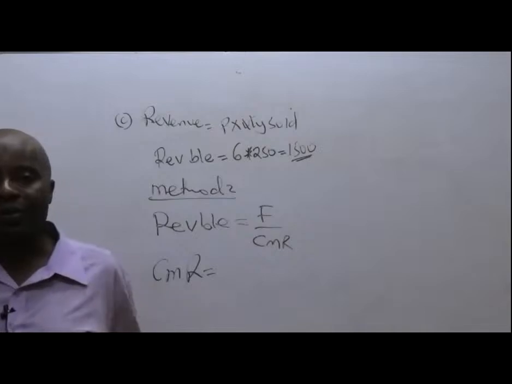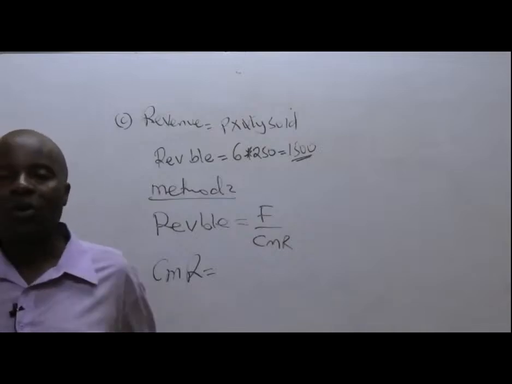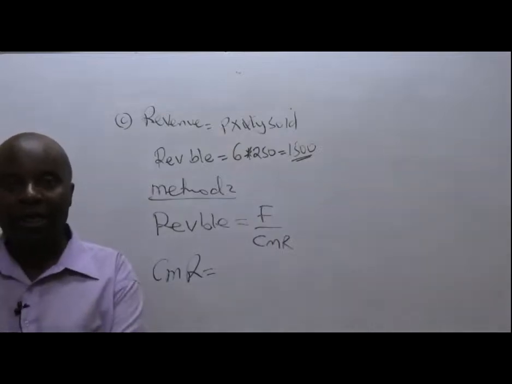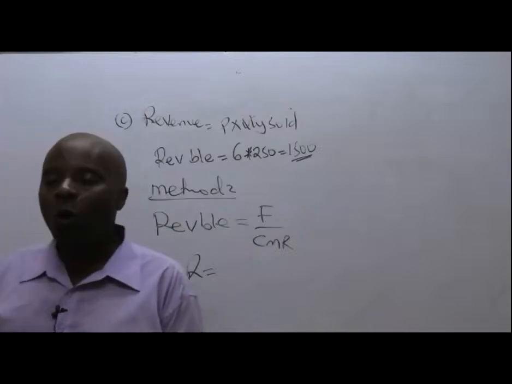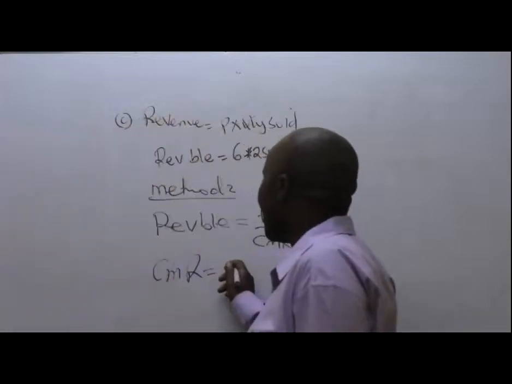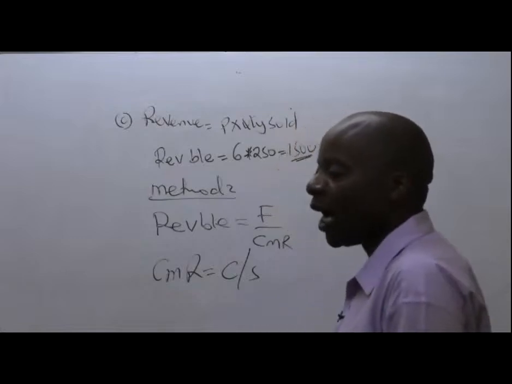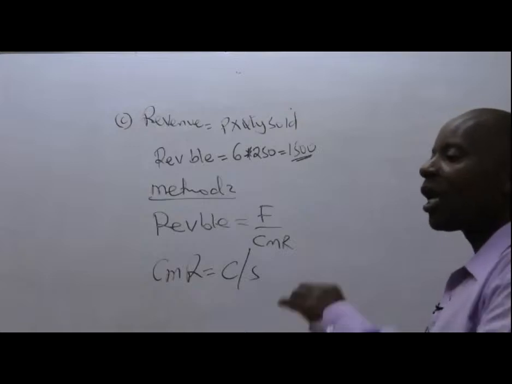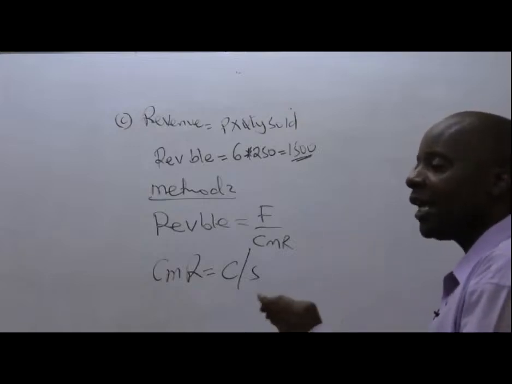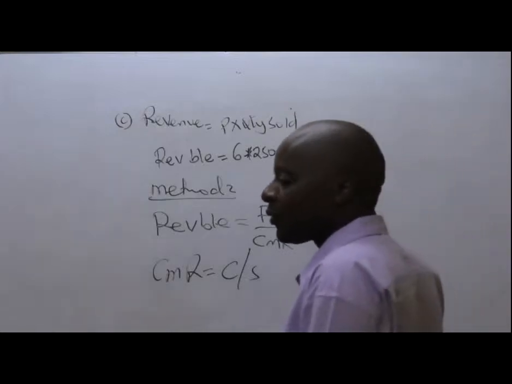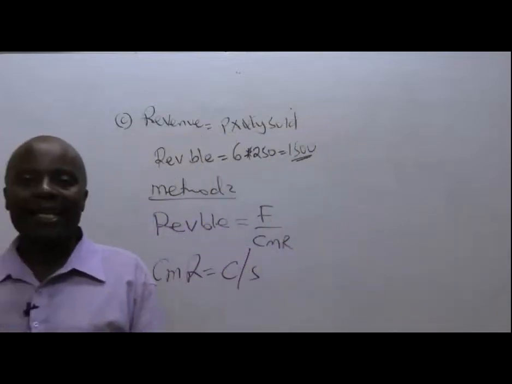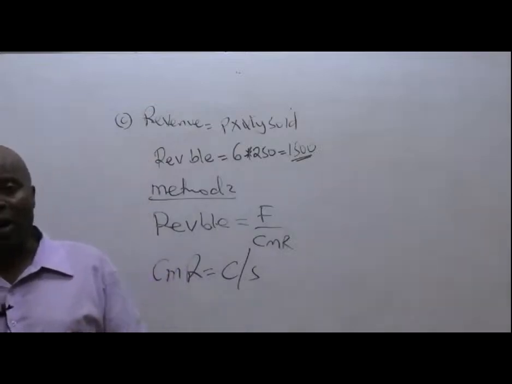CMR is contribution margin ratio. It is also known as the CS ratio. CS stands for contribution to sales.